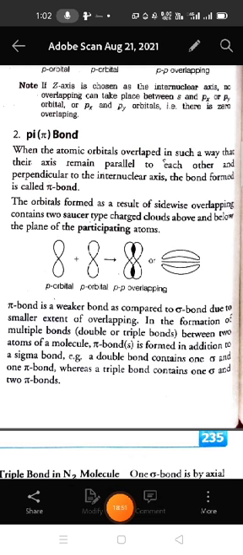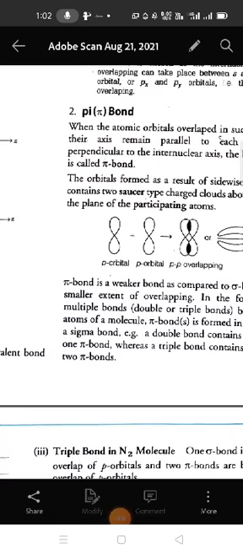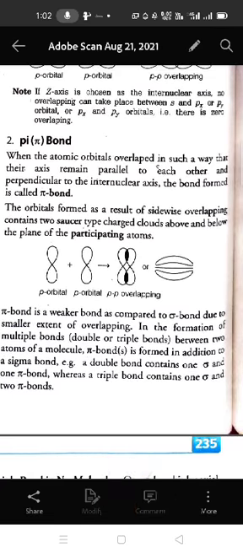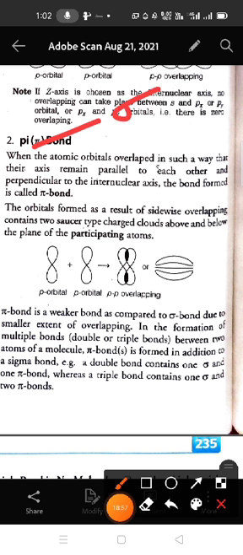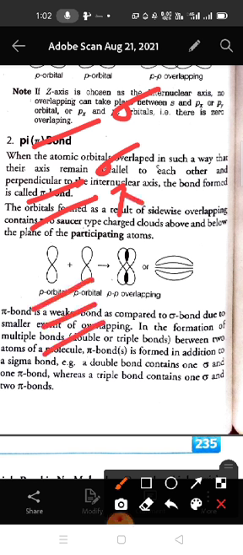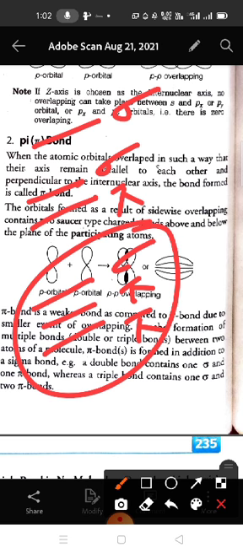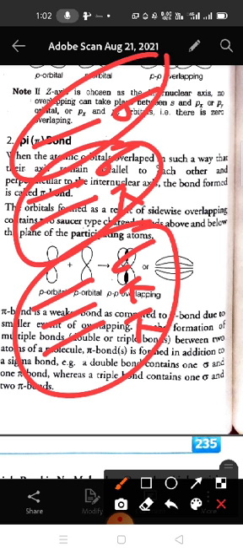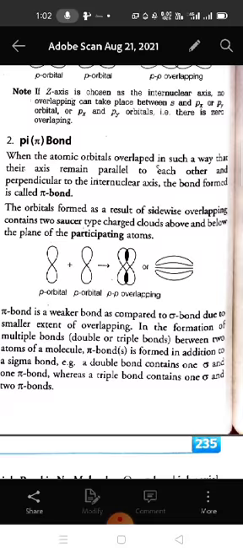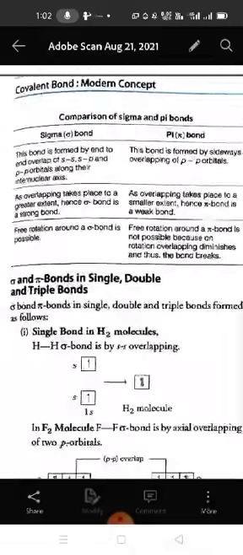So here, a single bond contains one sigma, a double bond contains one sigma and one pi, and a triple bond contains one sigma and two pi. Okay, these are the types of bonds and the numbers of pi and sigma bonds.